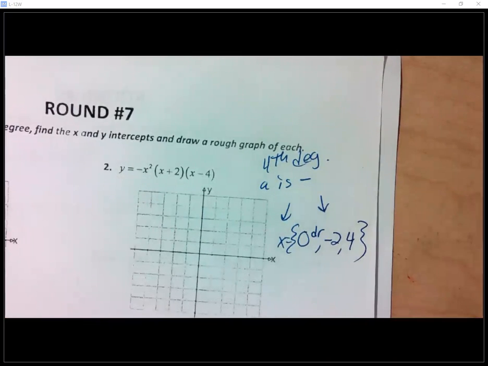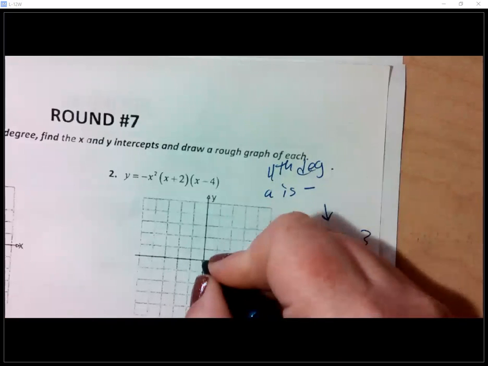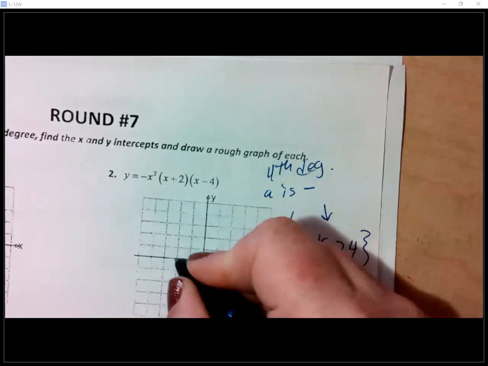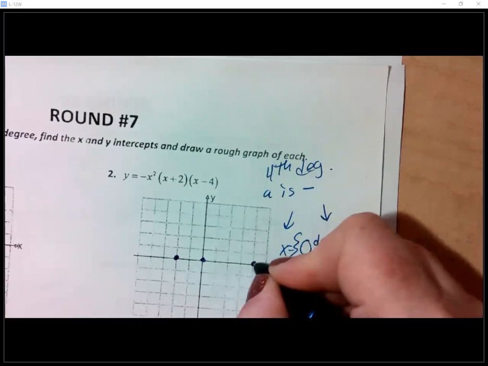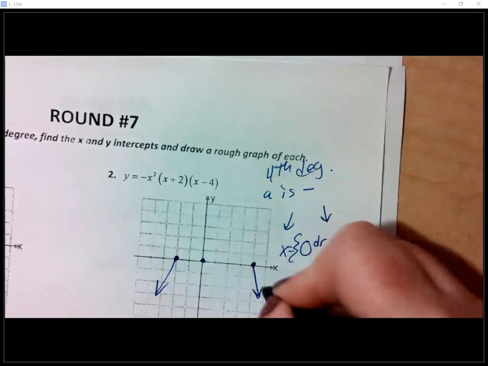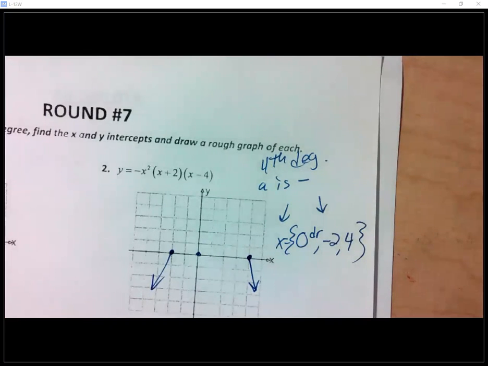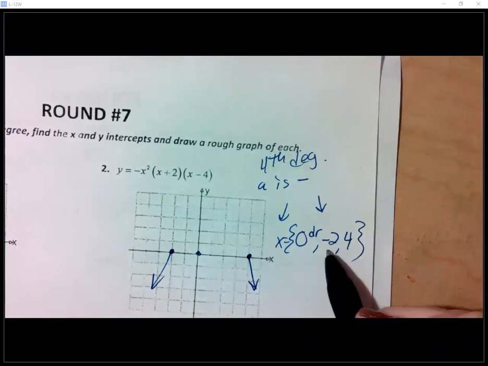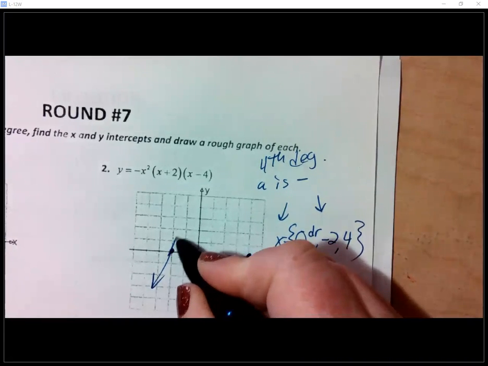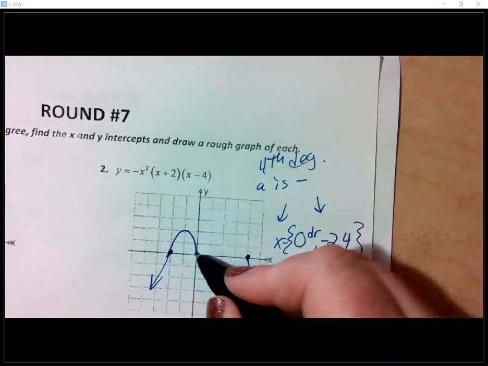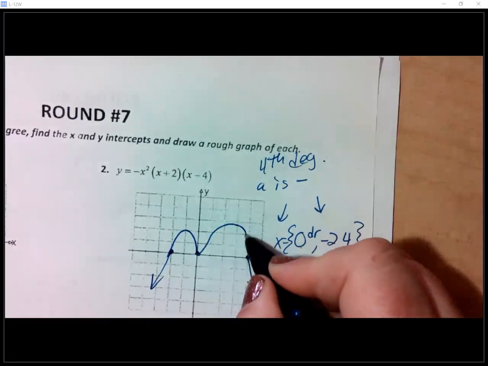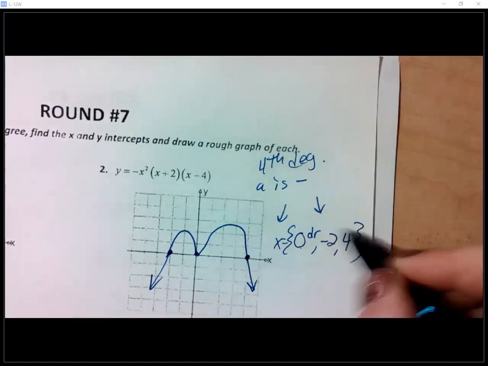And now I'm ready. 0, -2, and a +4. 1, 2, 3, 4. You already told me the ends both go down. And at -2, am I going to pass or bounce? Pass. I'm going to pass through. Then I'm going to come over to 0. At 0, do I pass or do I bounce? Bounce. And then it lines up that at 4, I'm passing through as I should.